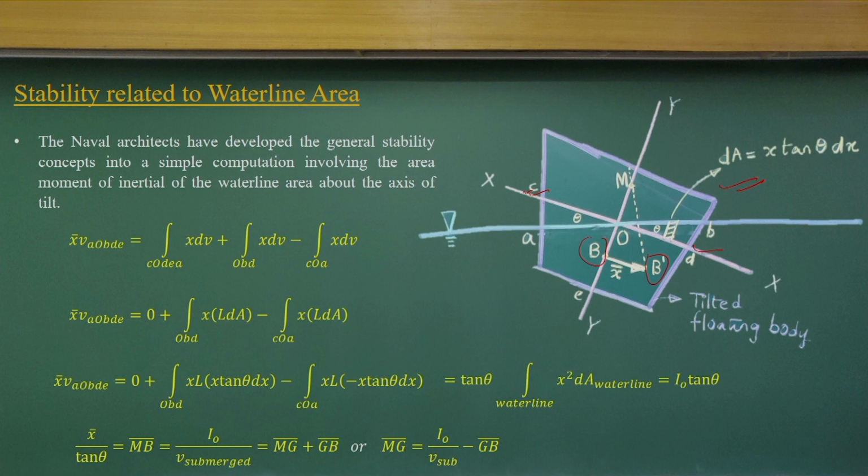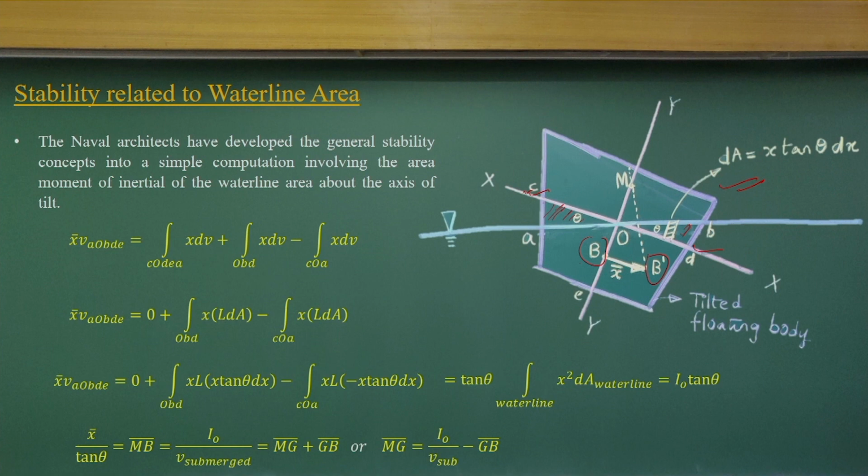If you look at that, the center of buoyancy changes from B to B dash, which is an x bar distance from this. Because of that, this area will be exposed out of the liquid, and this area comes into the liquid surface. Now we want to compute what the x bar will be.